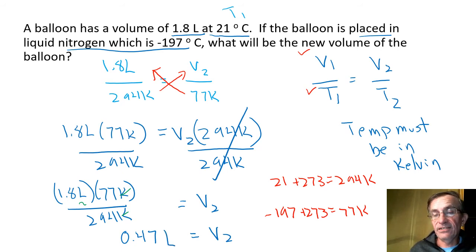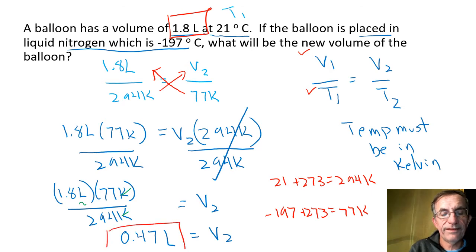All right, so we rounded, we wrote units. Don't forget all those little things that are important to me. All right, important to chemists in general. Last thing, like we did in the last section: does it make sense? Well, the temperature went down, right? We stuck this balloon in liquid nitrogen. The volume should be going down. It did. It went from 1.8 to 0.47. So it went down.